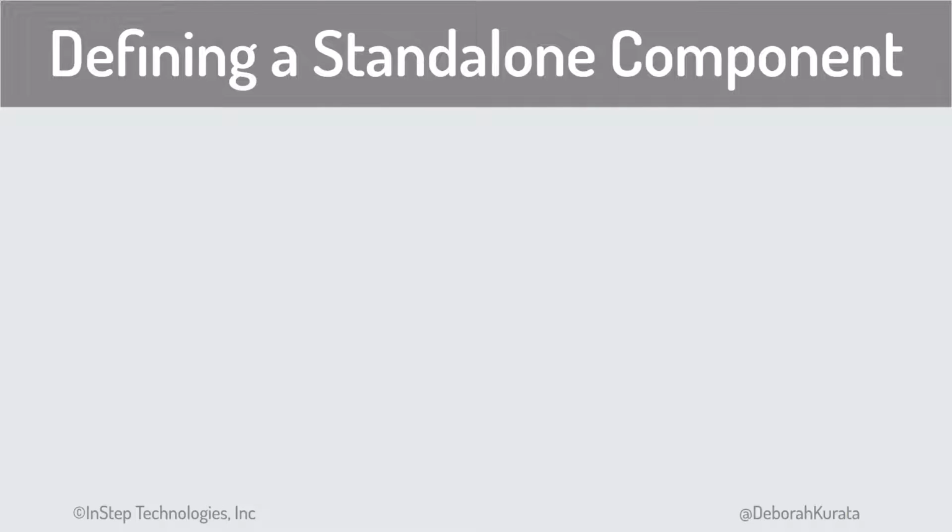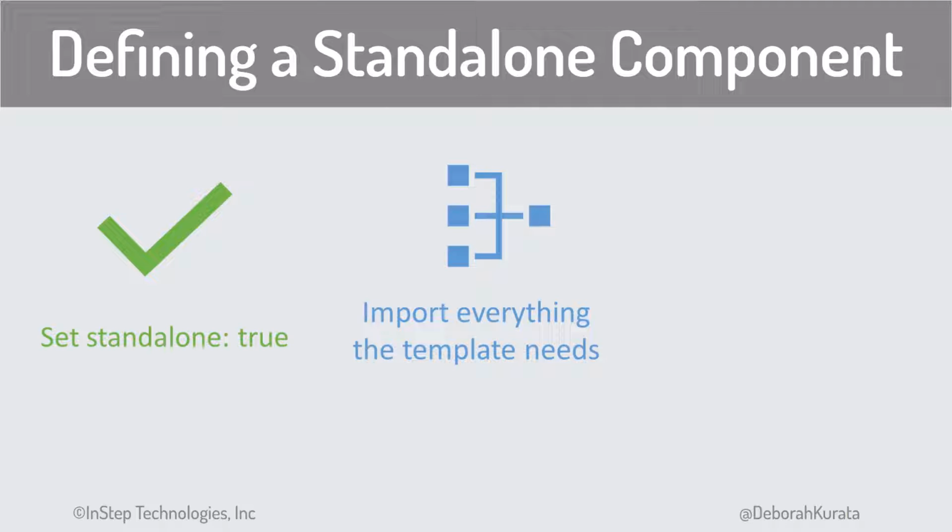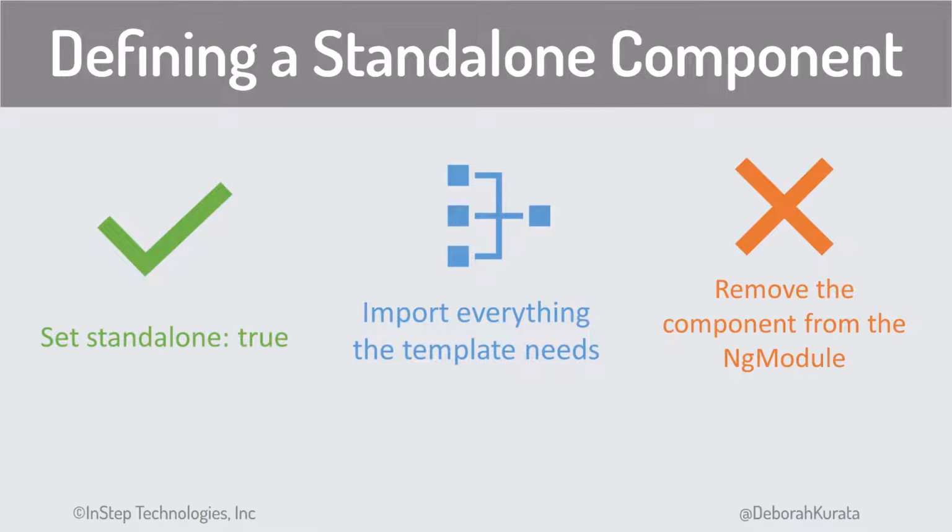There are two basic steps to creating a standalone component. First, we add a component property called standalone and set its value to true. Second, we import everything that the template needs directly into the component. And if we are migrating a component from NgModule to standalone, we have a third step. We remove the component from the NgModule. A standalone component should not be declared in an NgModule.